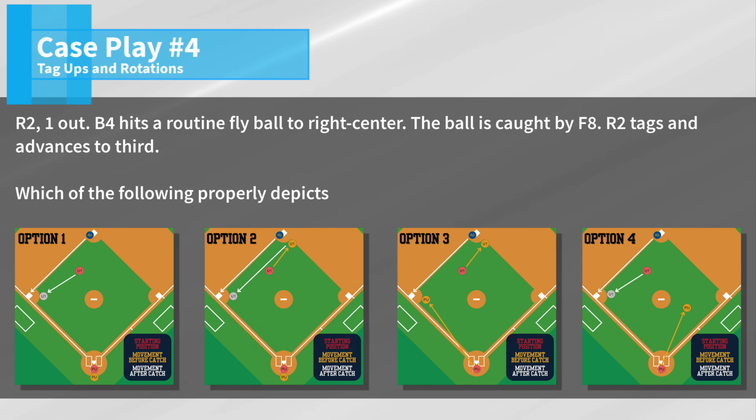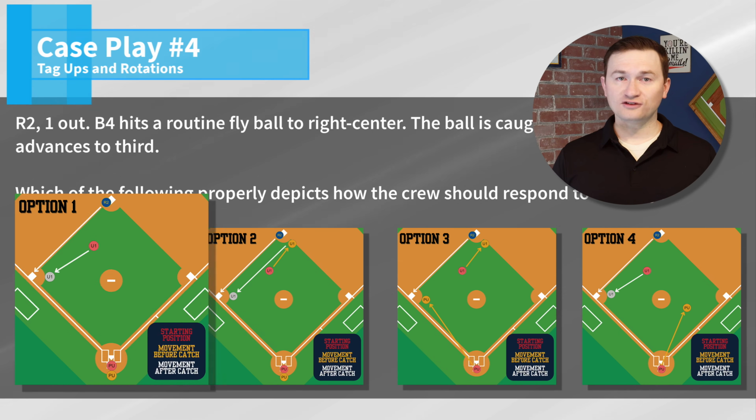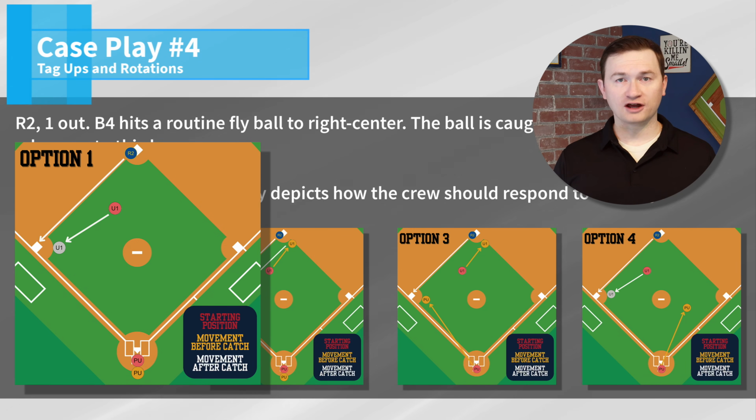Case play number 4. R2, 1 out. B4 hits a routine fly ball to right center. The ball is caught by F8. R2 tags and advances to third. Which of the following properly depicts how the crew should respond to the play? The correct answer is option 1. Because this is a routine fly ball in the base umpire's coverage area, the base umpire backs up to line up the catch-no-catch and the tag at second. There's only one runner, so there is no rotation. The base umpire takes R2 into third. Our plate umpire should back up to the point of the plate to open up their field of view for whatever happens on the play.